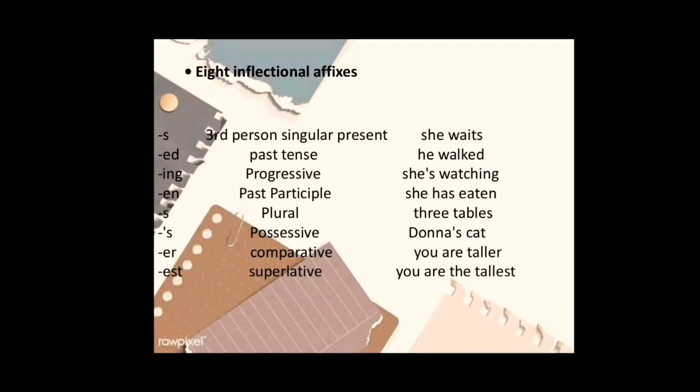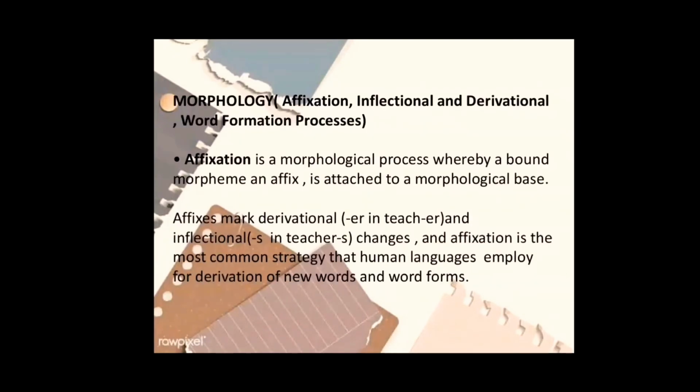S: plural. Example: 3 tables. Apostrophe s: possessive. Example: Donna's cat. Er: comparative. Example: you are taller. Est: superlative. Example: you are the tallest.